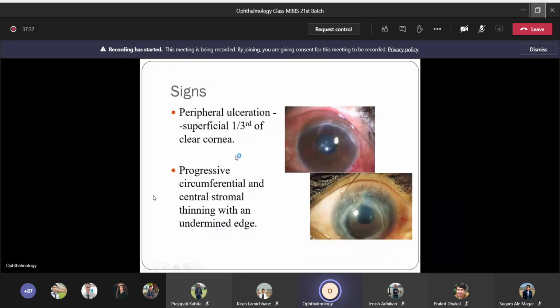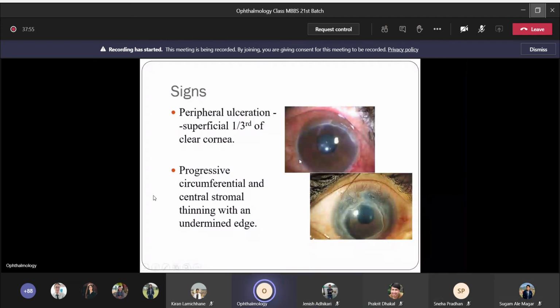So usually it's a peripheral ulceration. To start with, it starts in the superficial 1/3 of the clear cornea. Here you can see in this above picture the congestion in the conjunctiva, circumcorneal congestion. And then you see that the ulcer has started in the superior part of the limbus or the cornea, in the superficial 1/3 of the cornea.